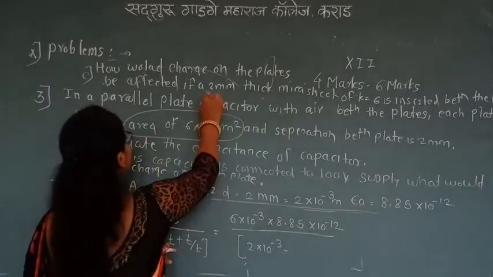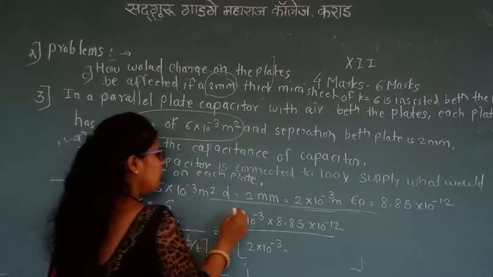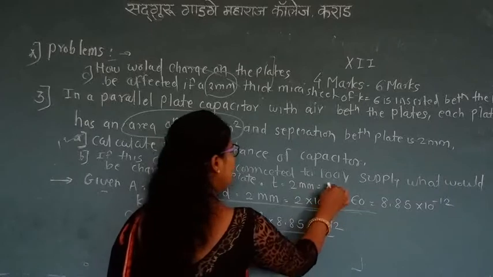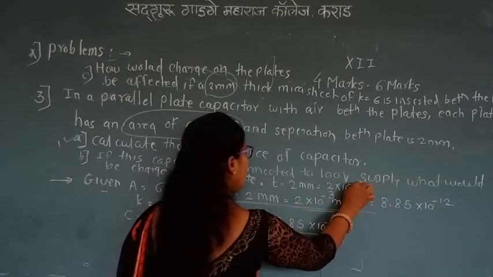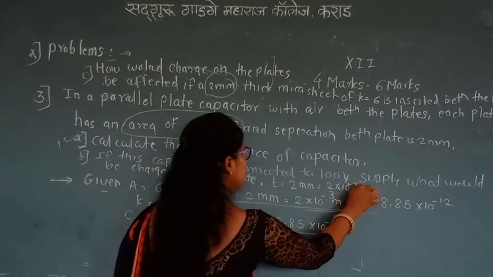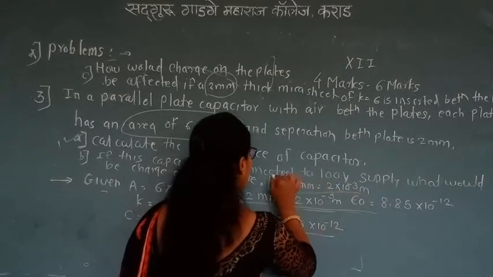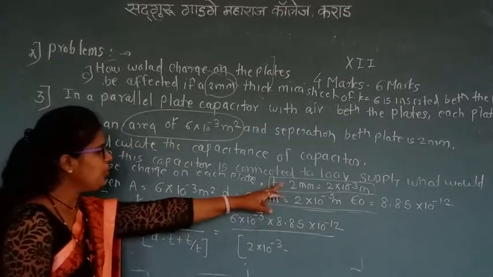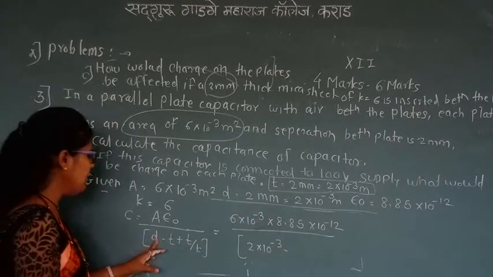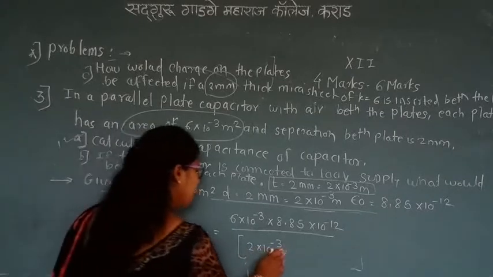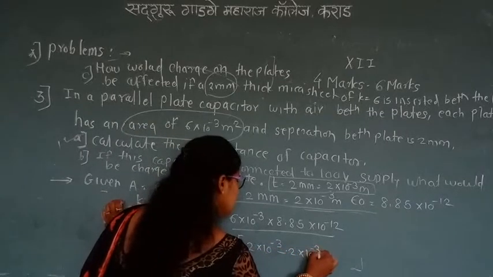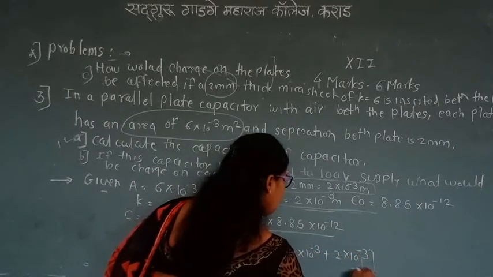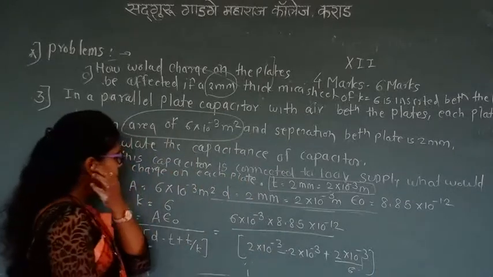How much thickness is given here? 2 mm. So T is equal to 2 mm. That 2 mm must be converted into meters, because all the quantities should be in the same units. So first of all, the quantities have to be converted into the same unit. Therefore we get 2 into 10 raised to minus 3 for the thickness of the slab. Then minus 2 into 10 raised to minus 3 plus 2 into 10 raised to minus 3 upon 6 here.